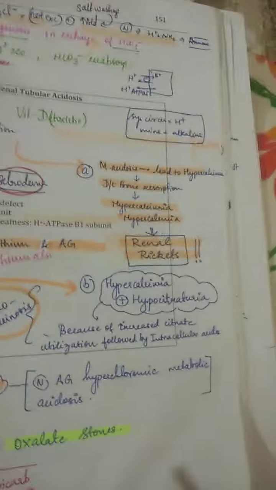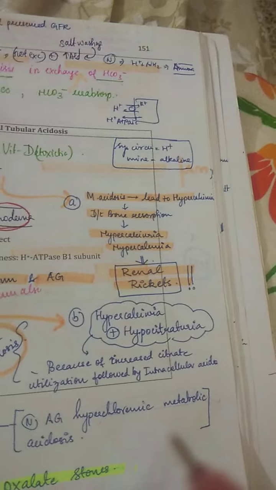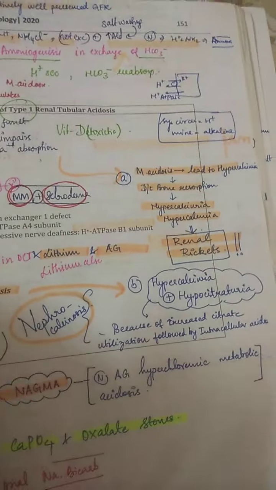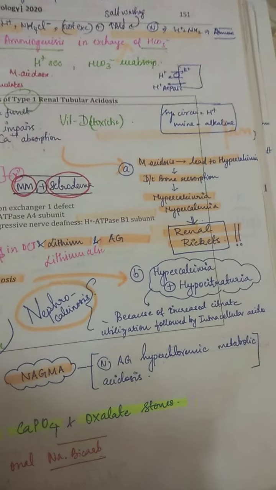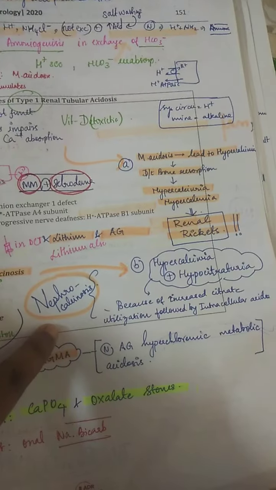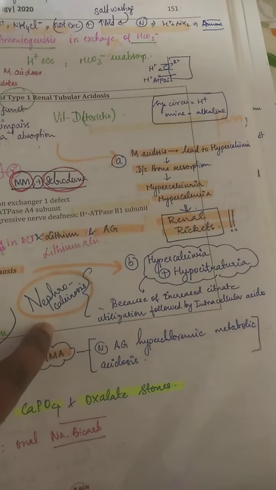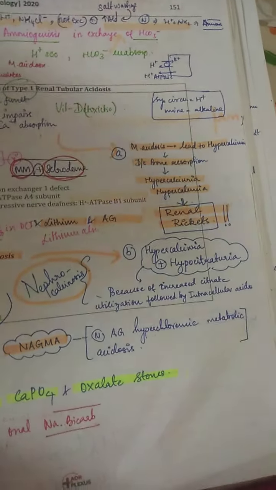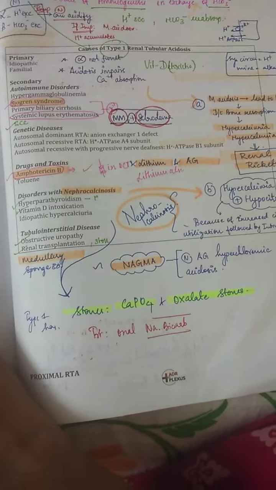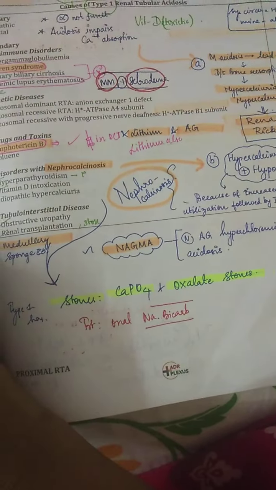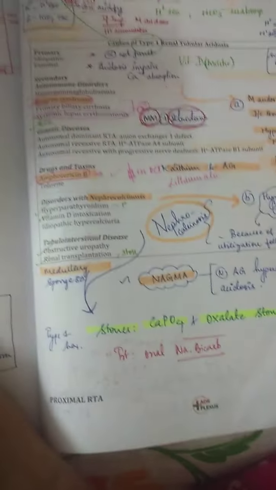Because of the acidosis, a lot of calcium will be lost in urine due to bone resorption. This will cause hypercalciuria and can cause renal rickets. Hypercalciuria can also cause nephrocalcinosis, which will also have hypocitraturia because of increased citrate utilization followed by intracellular acidosis. Now, what kind of stones do you see? Mostly calcium oxalate stones. Here you can also see calcium phosphate stones.